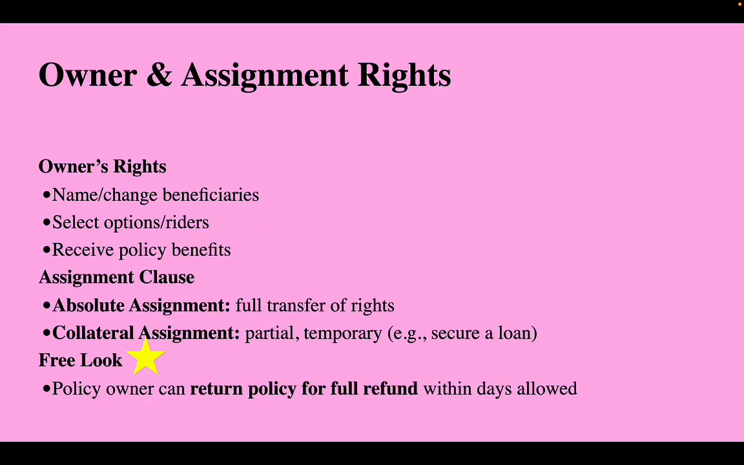Slide 2, Owner and Assignment Rights, Free Look. The policy owner has a lot of rights, including naming or changing beneficiaries, selecting optional riders, and receiving policy benefits. Life insurance policies can also be assigned. An absolute assignment transfers all rights to another person permanently, while a collateral assignment is partial and temporary, often used to secure a loan. Most policies include a free look period, allowing the owner to return the policy for a full refund within a specified number of days, typically 10 to 30 days depending on the state.